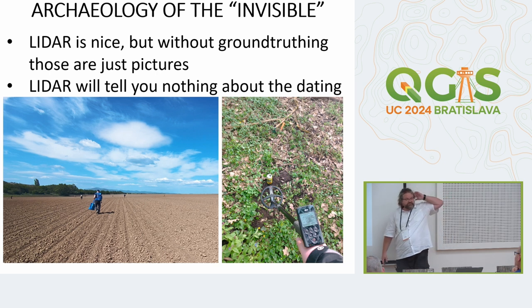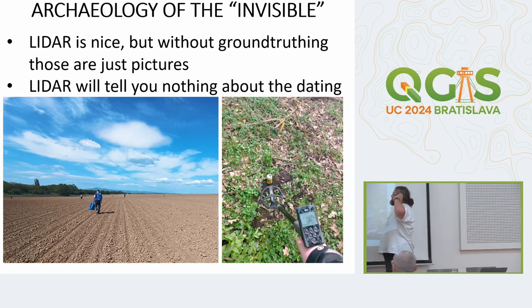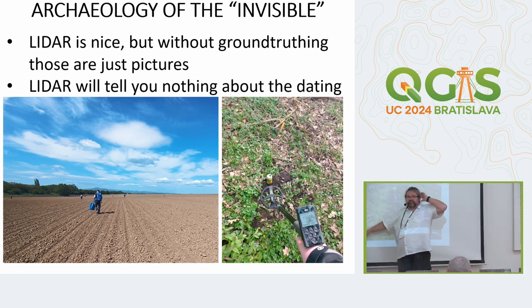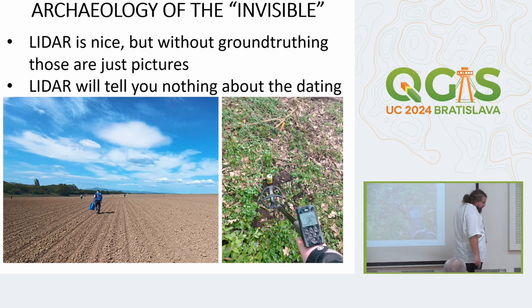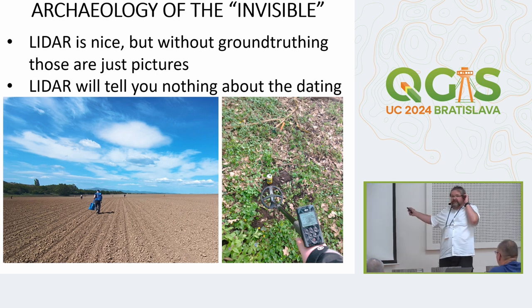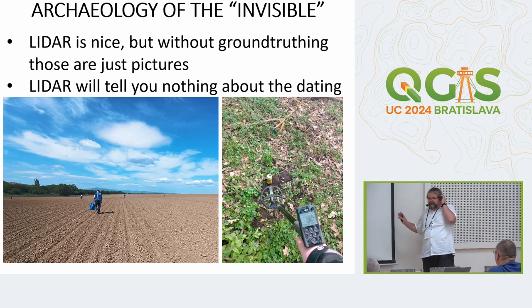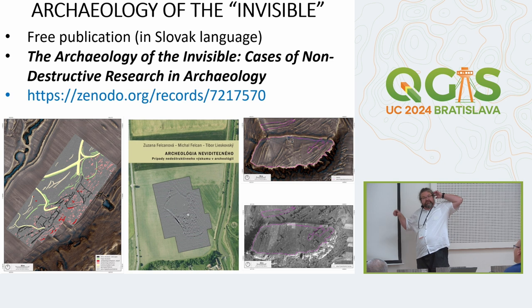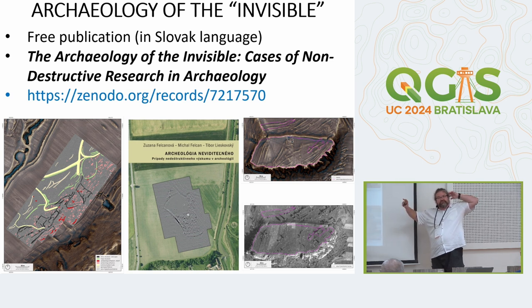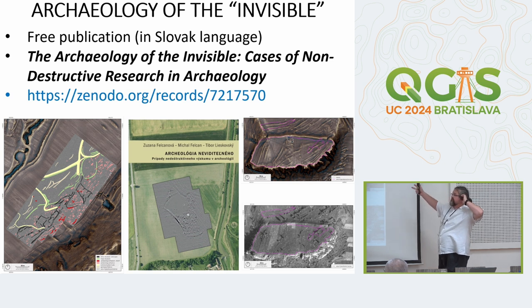So for those kinds of things, it is necessary to have methods of ground truthing, like pedestrian survey or metal detectors. So for instance, we weren't able to find anything metallic at that site. So for sure it is not the Bronze Age. For sure it is a 7,500 year old structure. We have several examples of this kind of cross-validation between the LIDAR and the geophysics. So we also made a book about it. It is free to download. Again, in the Slovak language, but the summary is in English. The description of the pictures is in English. So you can download it for free.